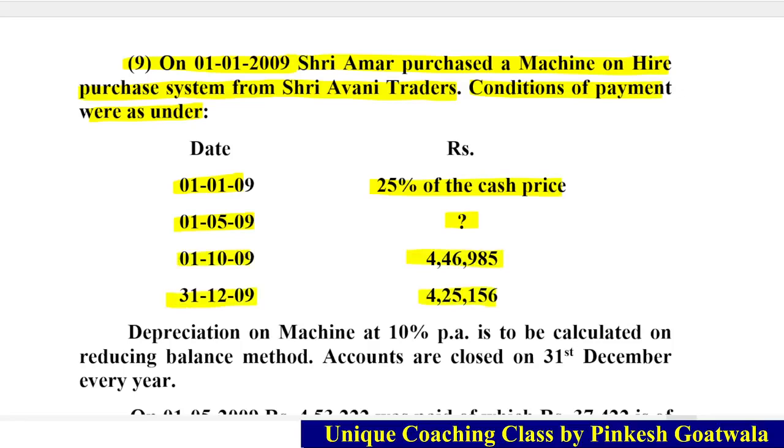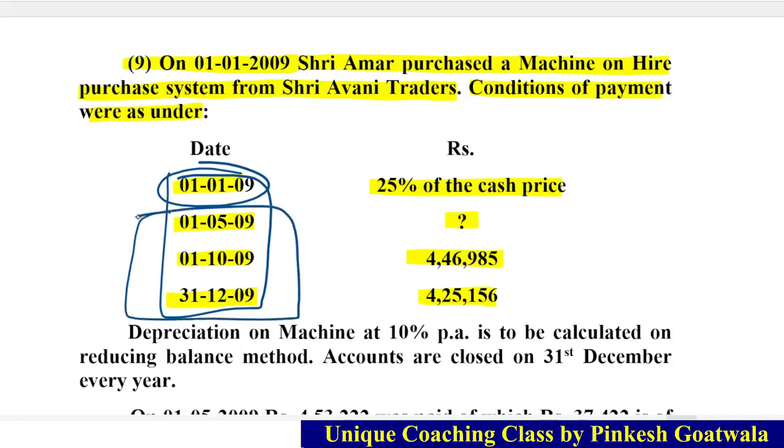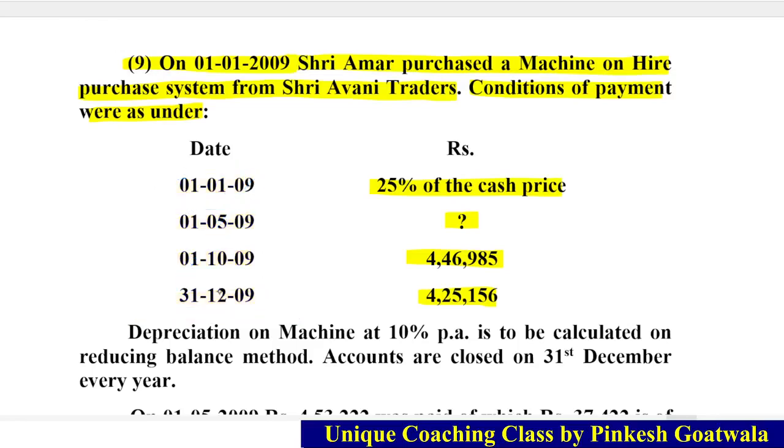Again the same point like the previous sum. Look at the date of installment, focus on the date. Purchase on January 2009. 3 installments have been paid till 31st December 2009. So here he paid 3 installments within a single year. He completed everything in a single year.